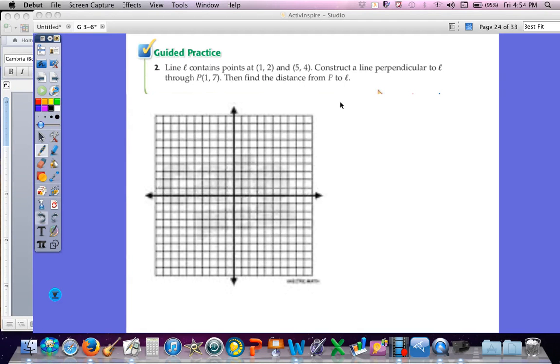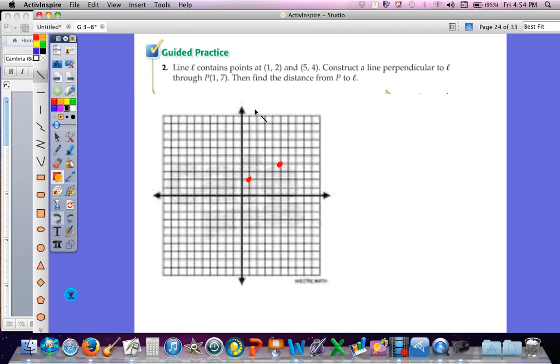Okay, in today's video, we are going to learn how to find the distance between a line and a point not on the line. So first of all, we need to create line L. It has points 1, 2, and 5, 4. So 1, 2, 3, 4, 5, 1, 2, 3, 4.